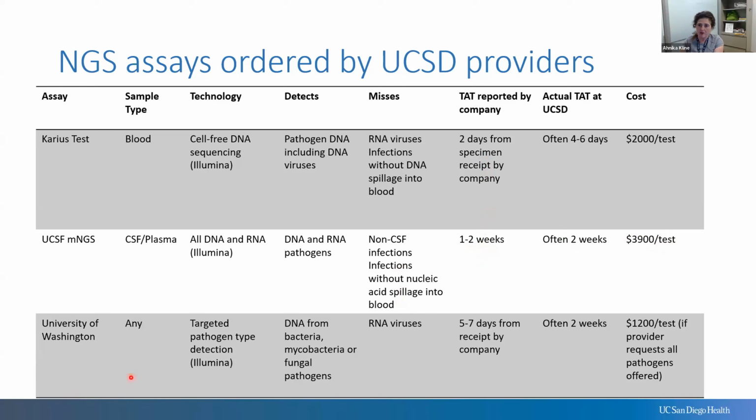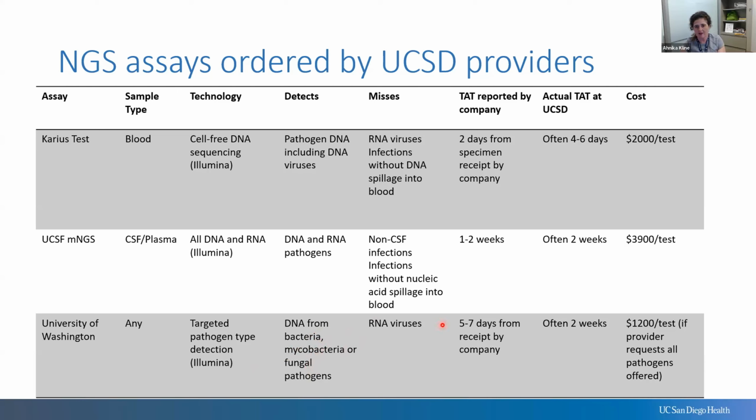And then the University of Washington offers sequencing as well, based at diagnostic. They'll receive any sample type, which makes them sound very exciting. But instead of doing unbiased, sort of sequence all the DNA or RNA that you can find, they do targeted pathogen type detection and use an Illumina sequencer for it. And so it looks for DNA from either bacteria, mycobacteria, or fungal pathogens. For bacteria, their target is the 16S ribosomal RNA region. For mycobacteria, it's the secA and rpoB regions, as well as the 16S region. And for fungal pathogens, it's the ITS sequence.